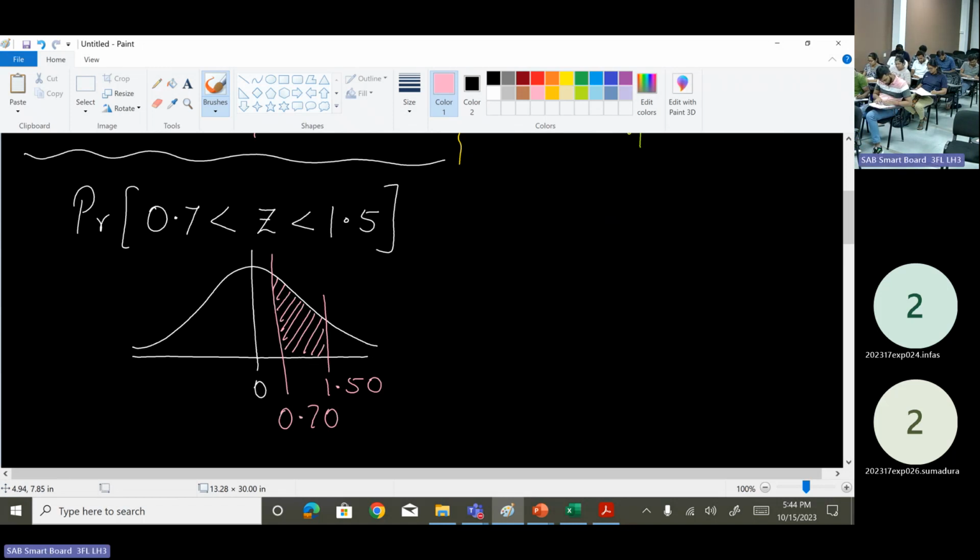So the table gives us from 0 to whatever the level you refer. Now we want 0.7 to 1.5. So how do we refer? 1.5 you refer, you get this region. 0.7 you refer, you get this region. Subtract, you are done. So try to memorize, right? This is what I have. This is what I want. How can I get this from what I have? That way you think, then the things are easy.